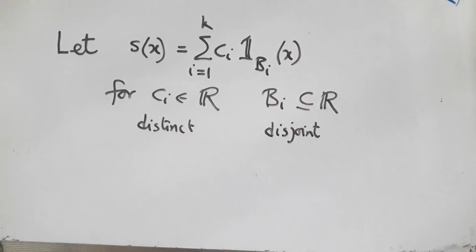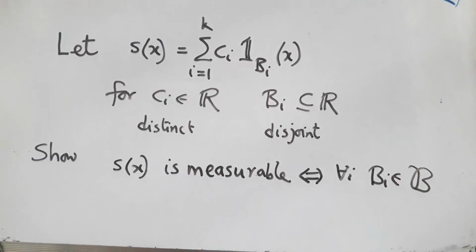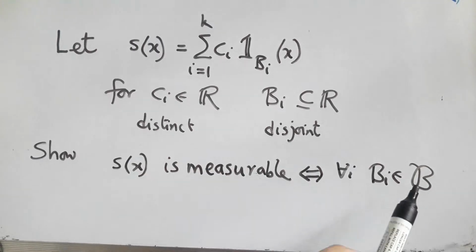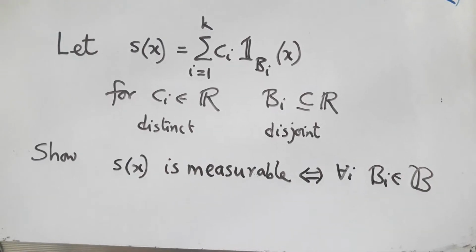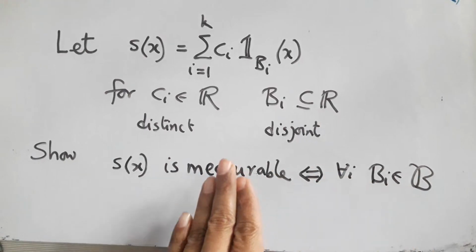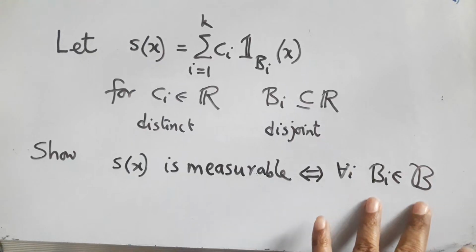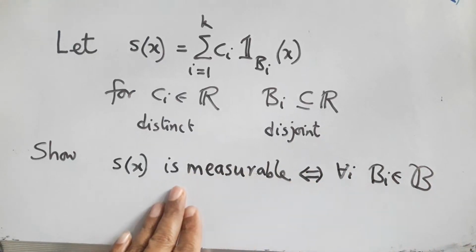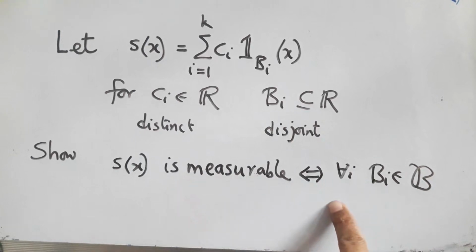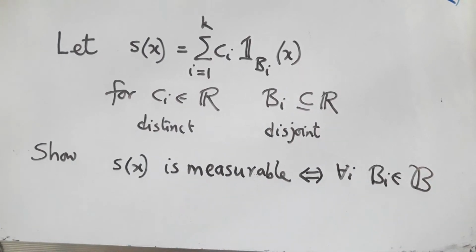You have to check that S(x) is measurable if and only if all the B_i's are in script B. Very easy to check, just carefully writing down the definition is all that you have to do, but you have to prove both ways. If it is measurable, then all the B_i's must be in script B. Conversely, if all the B_i's are in script B, this must be measurable. Trying this direction from here to here would be, I think, easier.